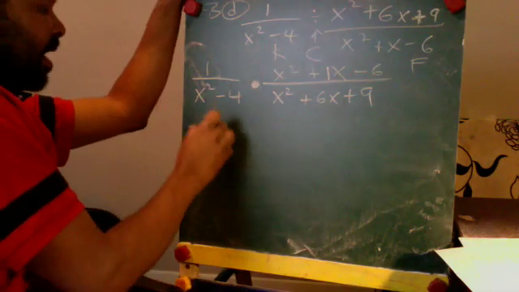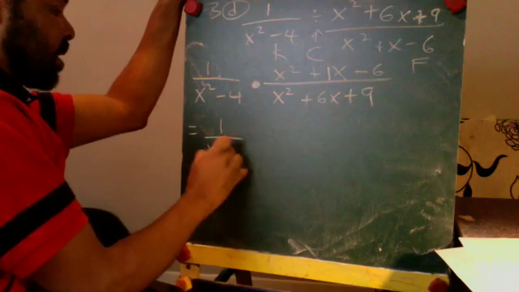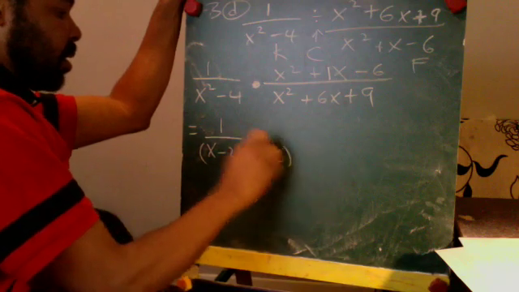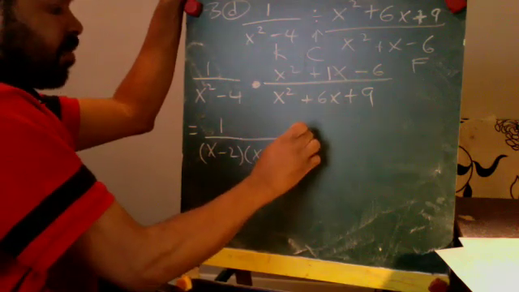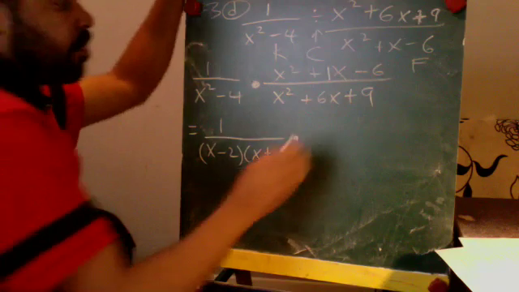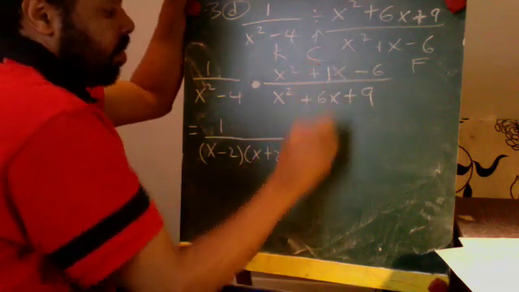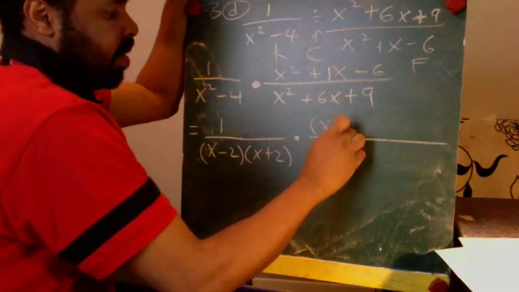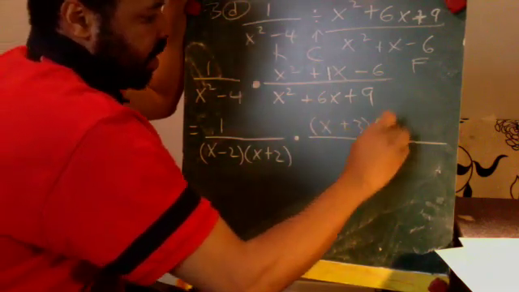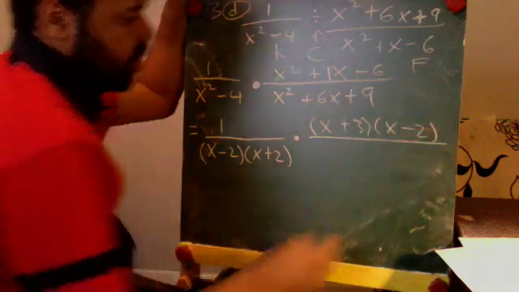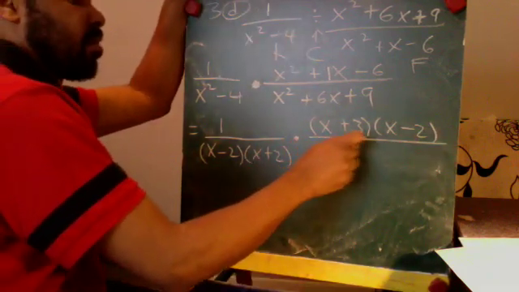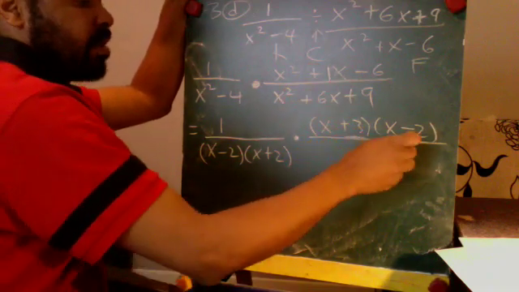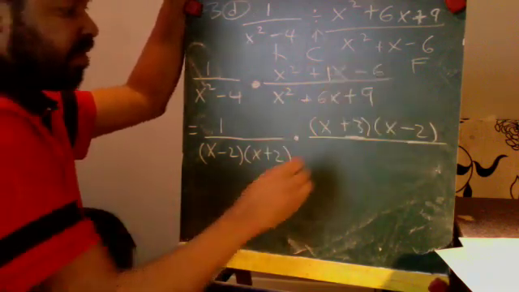All right, anyway, so I got 1 over x minus 2, x plus 2. So we have factored these things before in previous problems so you can see them. And I have an x plus 3 times x minus 2 in the numerator. Why? Because positive 3 plus negative 2 is going to be a positive 1. Positive 3 times negative 2 is negative 6. So that's why you have that factoring.